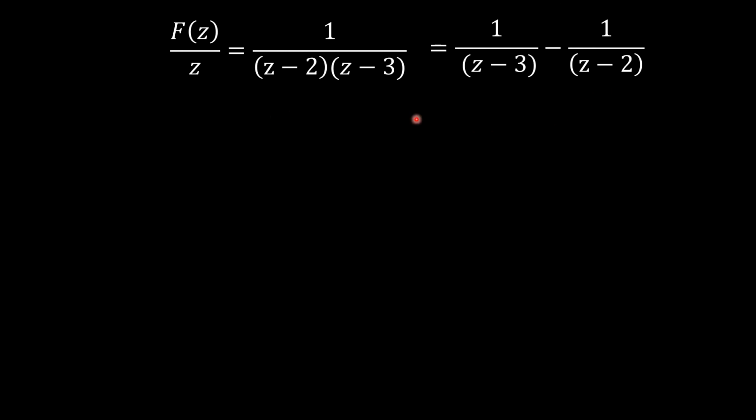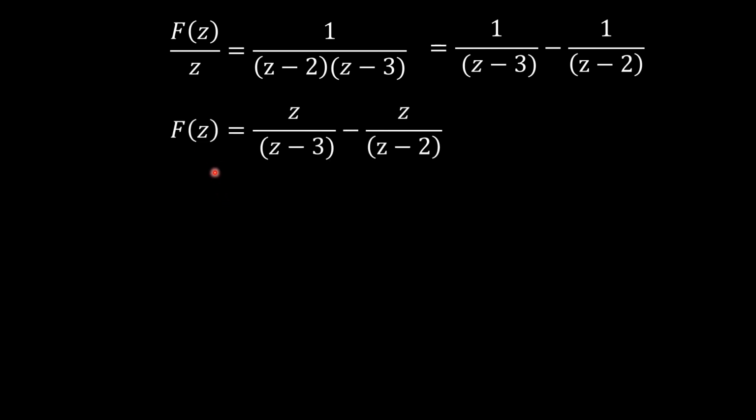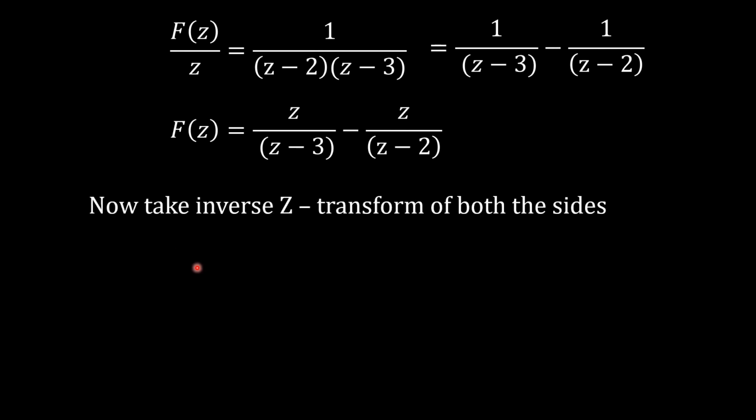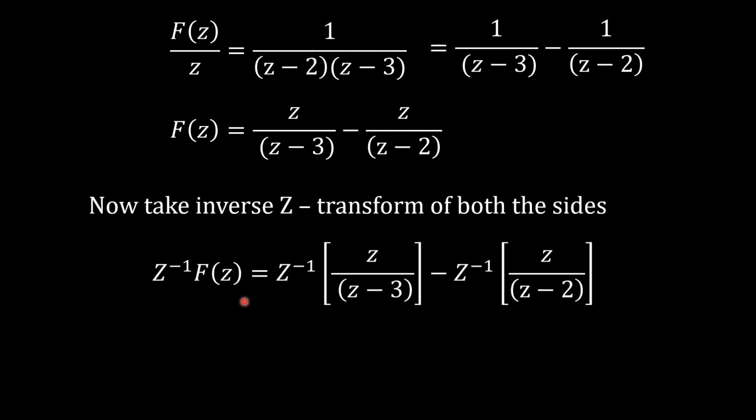Once we get the partial fractions, multiply by z on both sides. That will give us F(z) is equal to z upon z minus 3 minus z upon z minus 2. Now, we want to find the inverse Z transform, for which operate the Z inverse operator on both sides. That will give us Z inverse of F(z), and on the right hand side we use the linearity property of Z inverse, which gives us Z inverse of z upon z minus 3 minus Z inverse of z upon z minus 2.